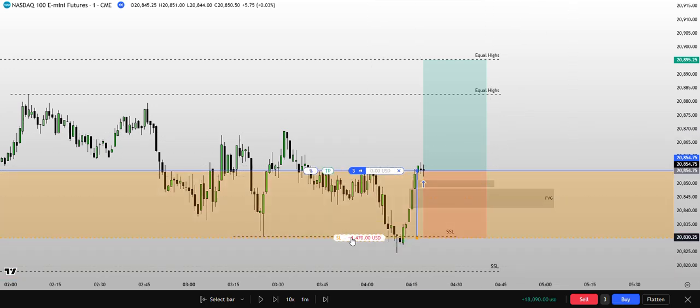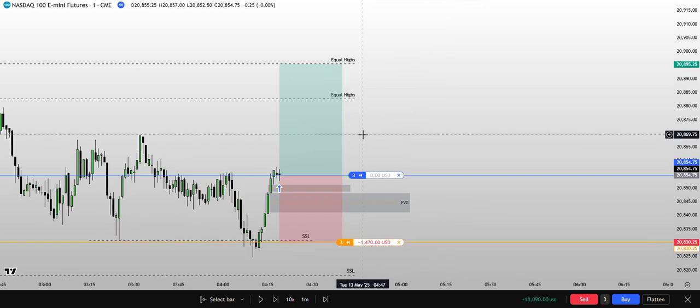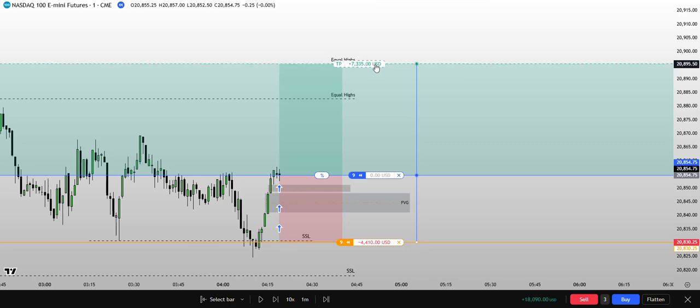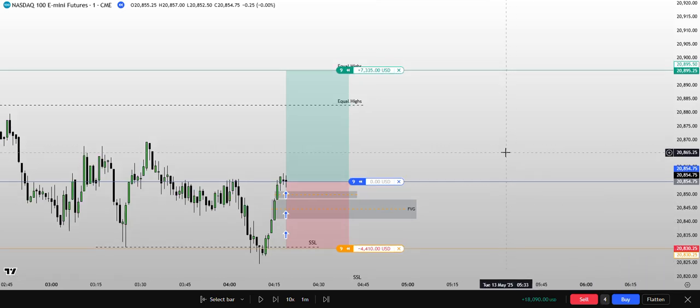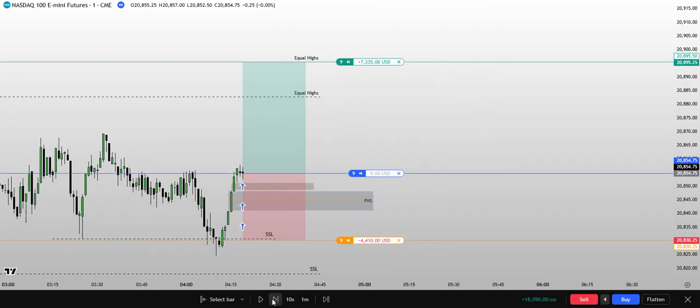But we'll use the 3 PD array rule. I'm gonna risk a little bit lighter, only because I'm not loving it too much, for the sole purpose that the R to R is not the greatest here. So we'll hold it here. We'll see what price does.